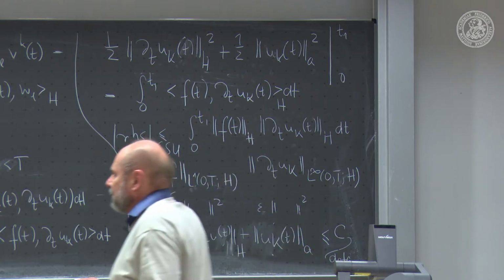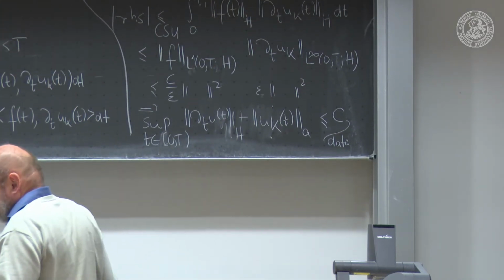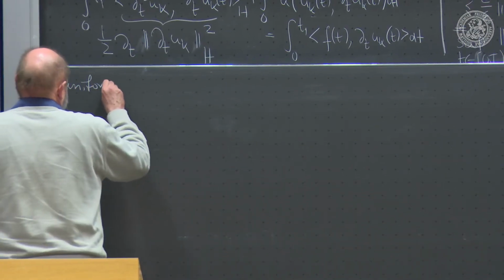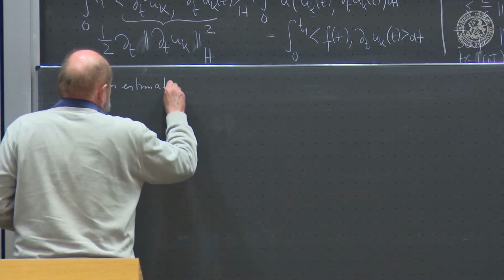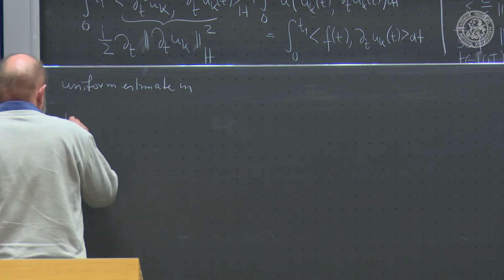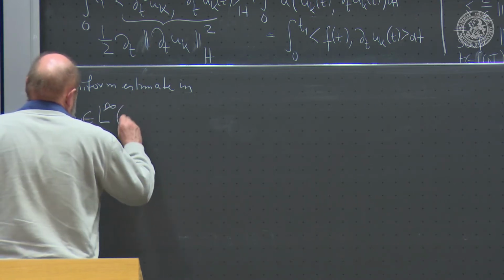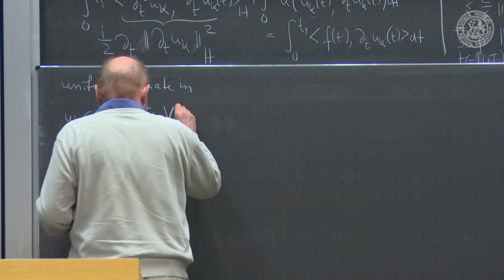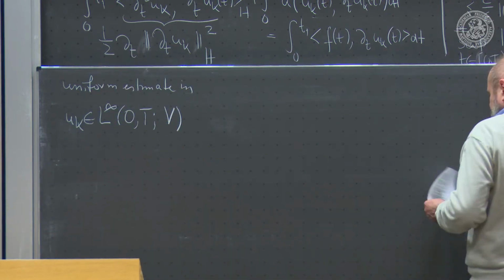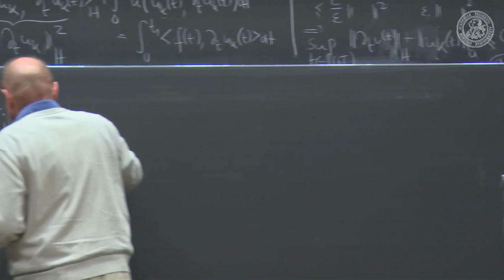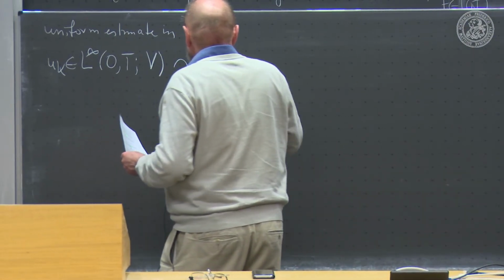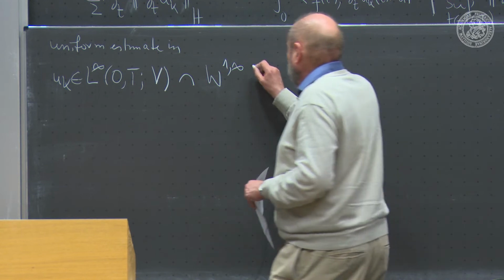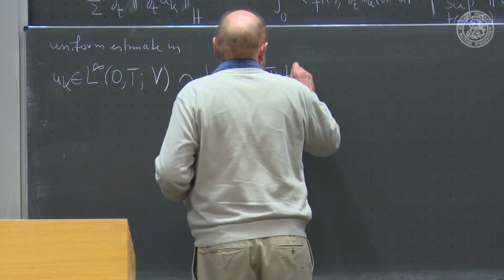So this is the a priori estimate. To write it in words, we have a uniform estimate in which spaces? We have u_k uniformly estimated, so L infinity in time with values in V. This is the second part here. And we have even a time derivative, so we have a W^{1,infinity} function. The time derivative is also uniformly bounded: W^{1,infinity} with values in H.